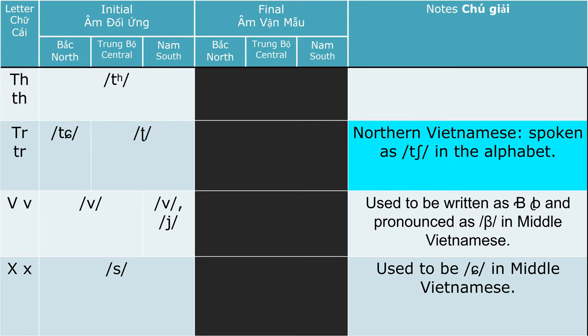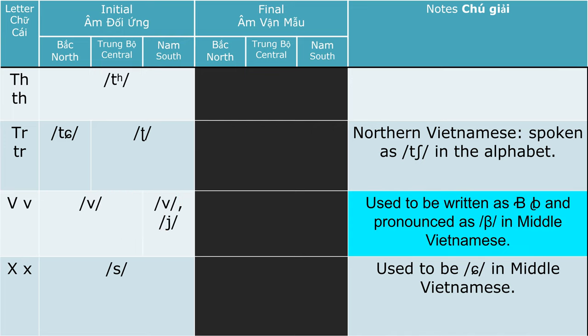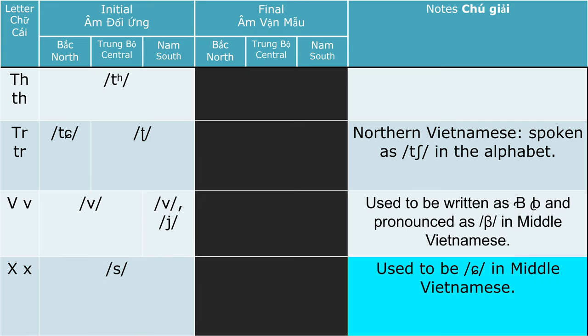In Northern Vietnamese, TR is spoken as cha if it is recited in the alphabet. V may be pronounced as ya in Southern Vietnamese. In Middle Vietnamese, V used to be written as a B with a tail in an upper and lowercase form and pronounced as v. X used to be pronounced as sh in Middle Vietnamese.